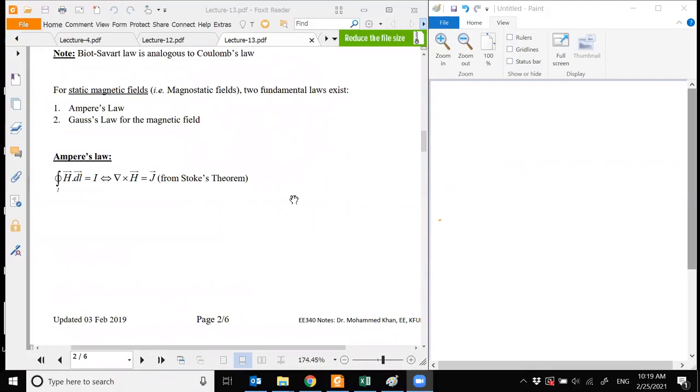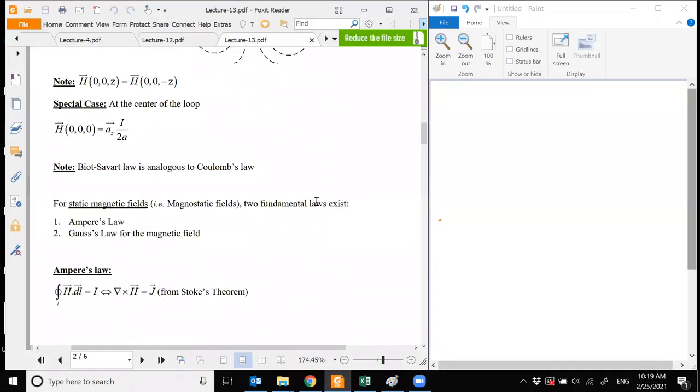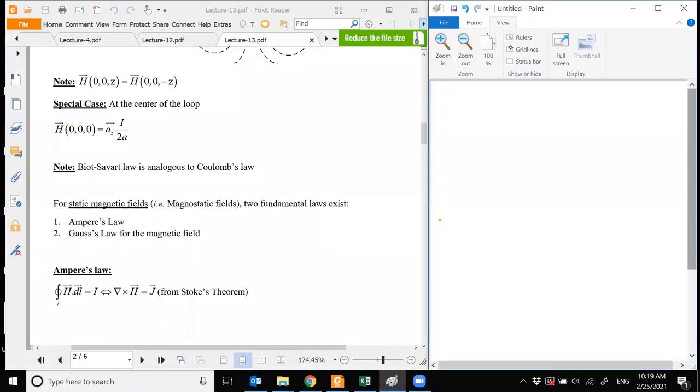Now let's go to our next topic, the laws of magnetostatics. In magnetostatics, we have two fundamental laws. First, we have already seen the Biot-Savart law. And as I have already told before, the Biot-Savart law is similar to Coulomb's law in our electrostatics, and this is in magnetostatics.